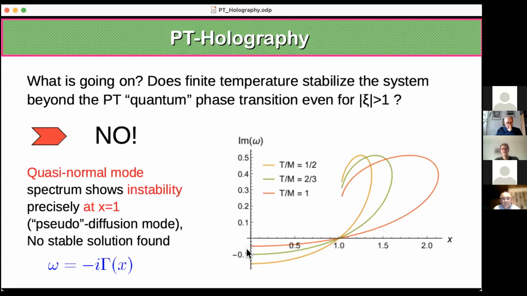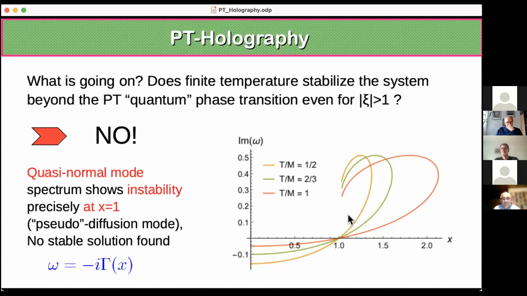So here it starts out, that's the Hermitian theory. Then you switch on the non-Hermitian deformation with this psi parameter. And as you reach psi equals 1, at finite temperature, you still have a real metric. All the solution is real. But now this mode moves up to the upper half plane and becomes an instability. So there is an exponentially growing mode.